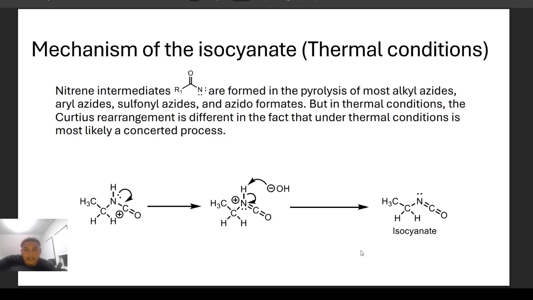The mechanism of the isocyanate. Nitrene intermediates are formed in the pyrolysis of most alkyl azides, aryl azides, sulfonyl azides, and azidoformates. But the Curtius rearrangement is different in that under thermal conditions it is most likely a concerted process, which means this all happens at once and doesn't form these intermediates right here. What happens is the nitrogen's lone pair will form this double bond to this plus charged carbon, and this OH minus will come and deprotonate the nitrogen to stabilize it. And this is how you will get your isocyanate.